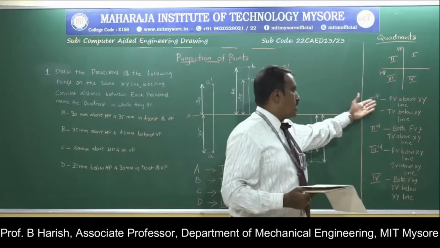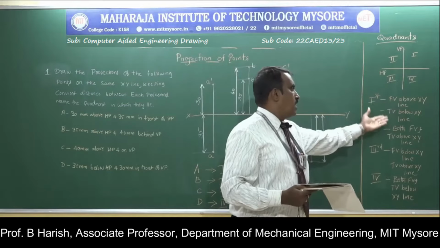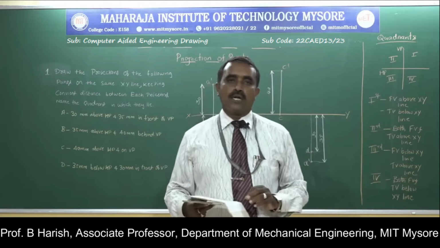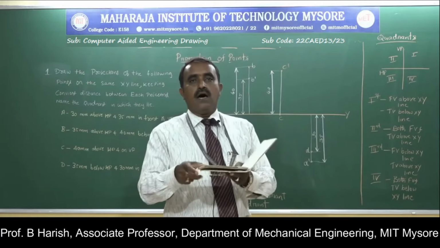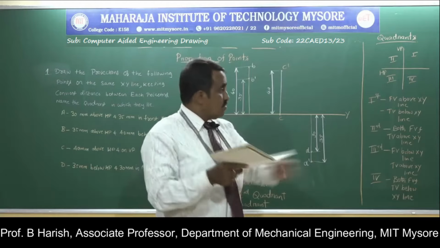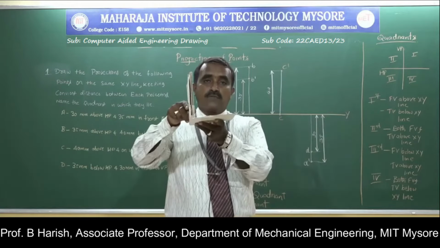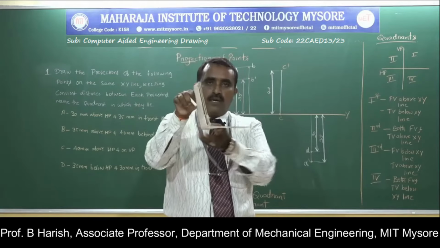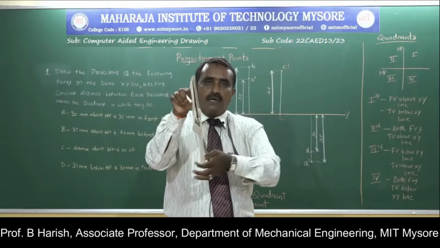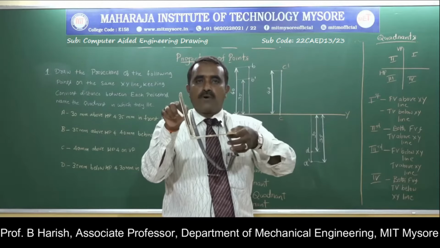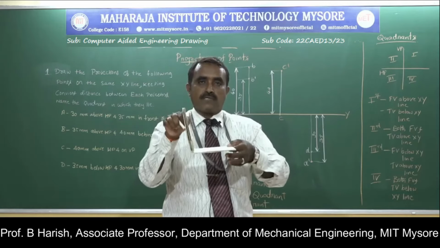First quadrant: the front view will be above the XY line and the top view will be below the XY line. One more thing to know is that the horizontal plane will always be rotated and the vertical plane will be fixed. Coming to the first quadrant, the object is here. The vertical plane is fixed, and the horizontal plane will always be rotated clockwise. Very important: the horizontal plane will be rotated, the vertical plane will always be fixed.